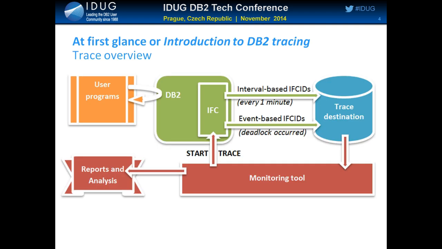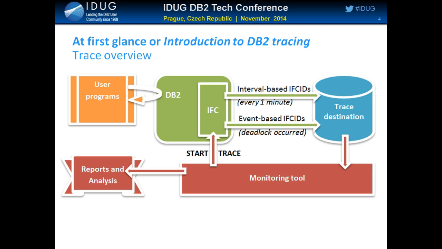And this is a simple overview. So imagine you have a Db2 here. You have some user programs that are connected to Db2. And as they do something, you will get a trace record that goes to some destination, usually some file or some buffers. And you have this component, which is the instrumentation facility component.